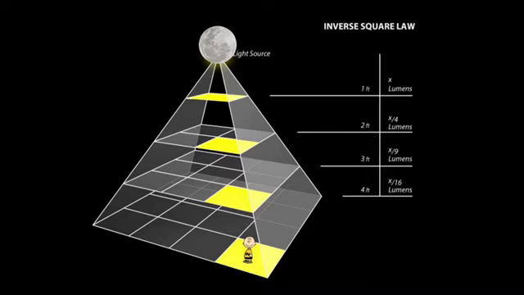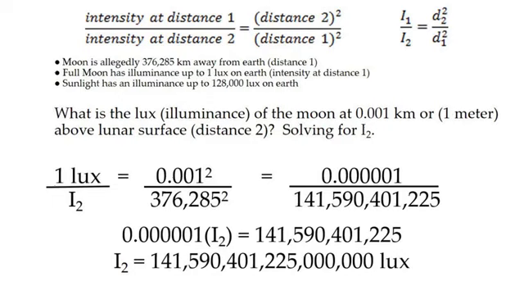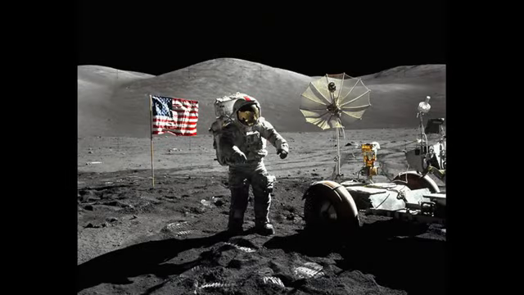So, based on the official distance to the moon and a 1 lux strength of moonlight on the Earth's surface, the Apollo astronauts would have experienced many thousands of times more illuminance on the moon's surface than direct sunlight on Earth. Every photo of the moon's surface would have been impossible and washed out.